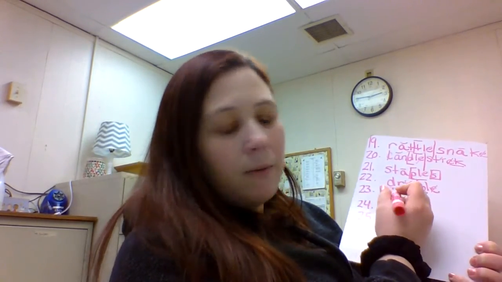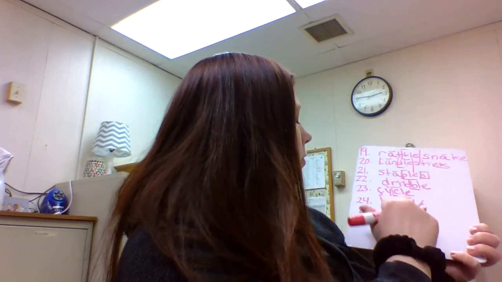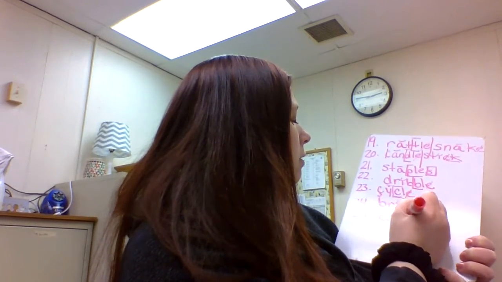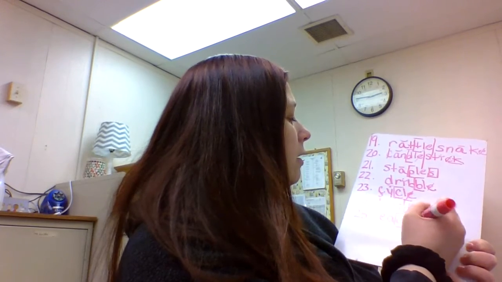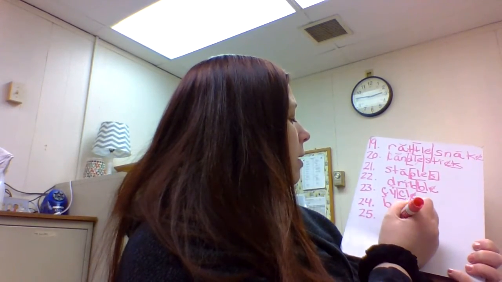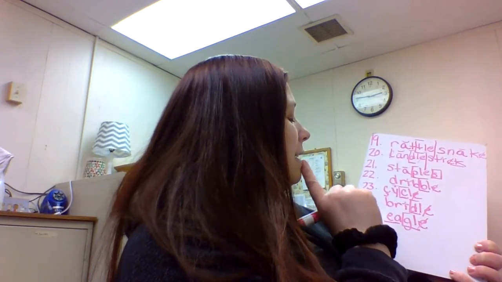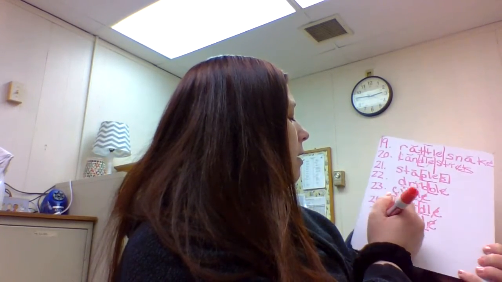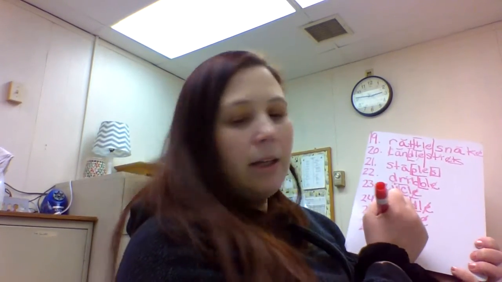25, we have eagle. Oops. Eagle. Bracket off our GLE final stable syllable, mark out the E. Here we have EA digraph, it makes that E sound, so we're going to cross off the A and put a macron on the E.